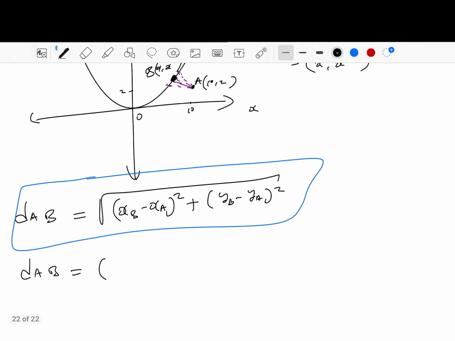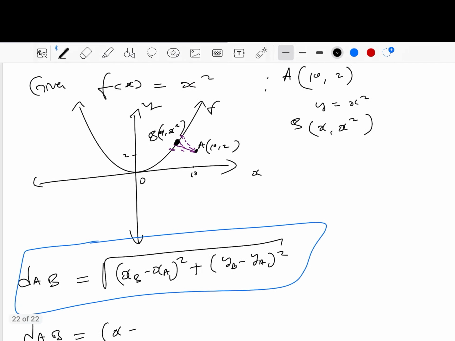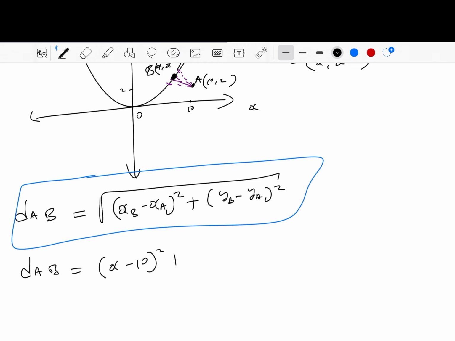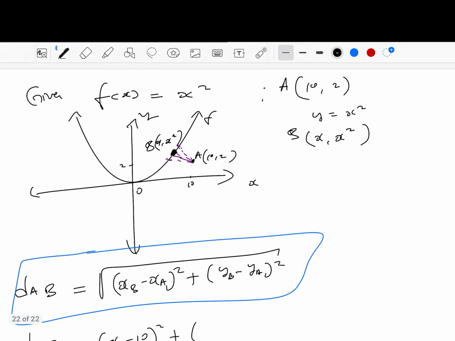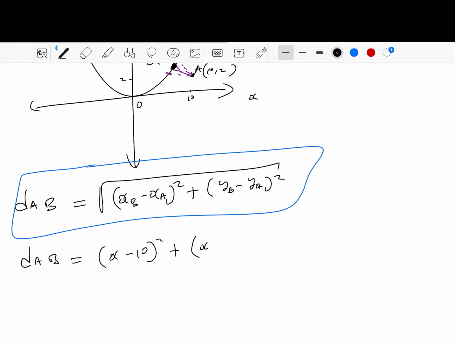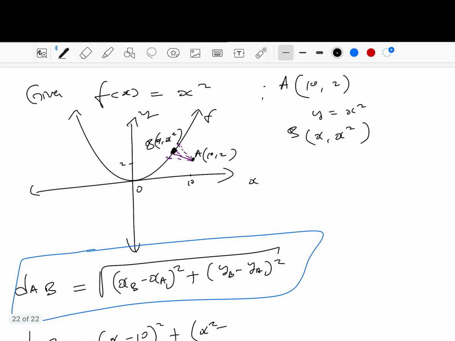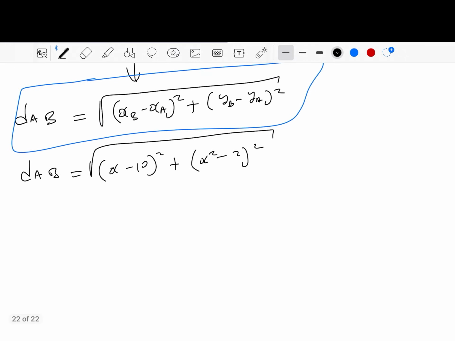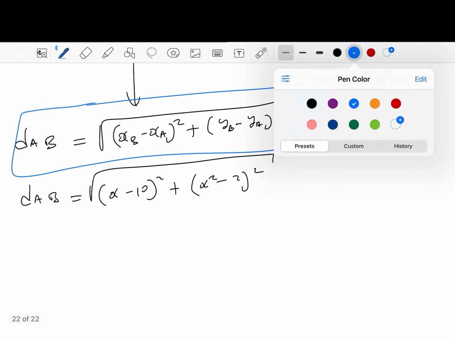So you write it down, and the x value of A is 10, we write it down, squared. The y value of B is x squared, so we write it down, and the y value of A is 2, so we write it down and put the square root over there. And then from here we need to simplify and remove the bracket.